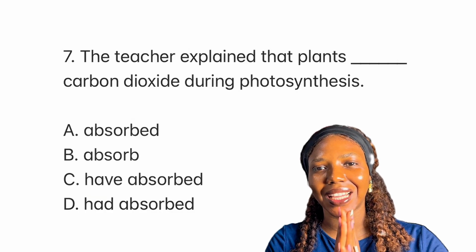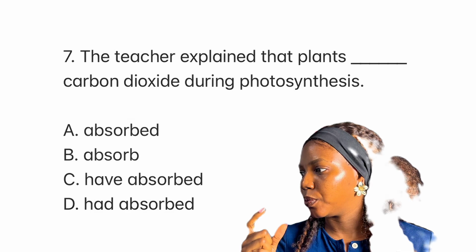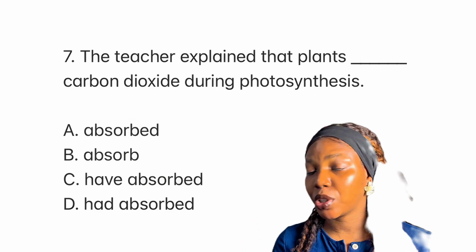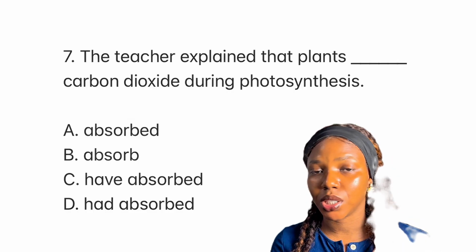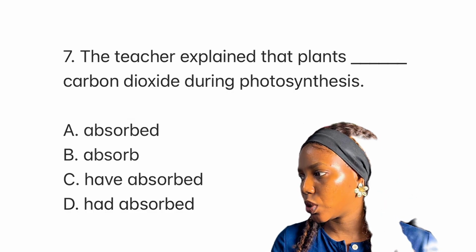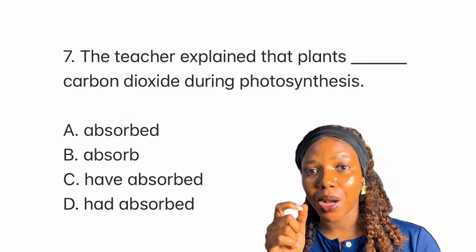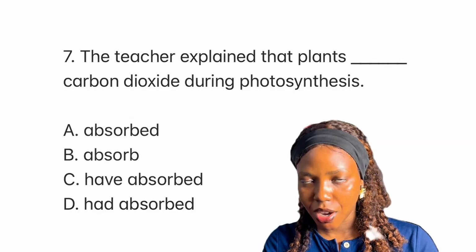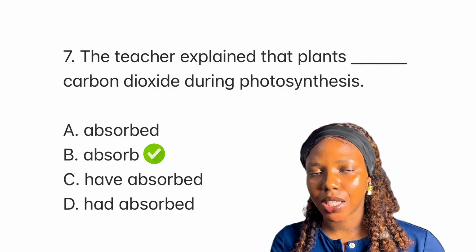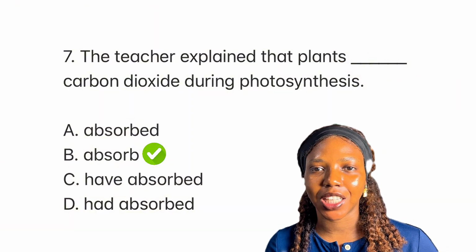So this is a scientific fact, and we need to stick to what? Simple present tense. Now, option A is past tense, option C is present perfect, option D is past perfect. The only present tense here is option B, absorb, and this is the answer to this question. Now, note, if it were to be plant without the plural marker s, then we have to go with absorbs. But here we have plants, and so final answer is option B, absorb, which is a plural verb.